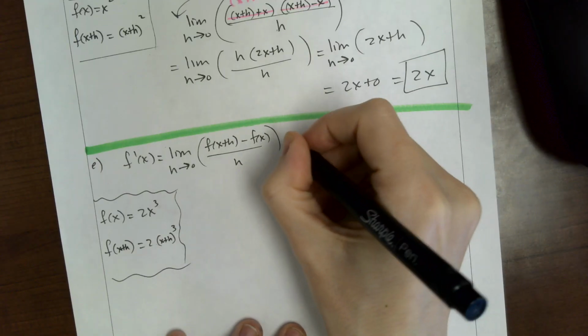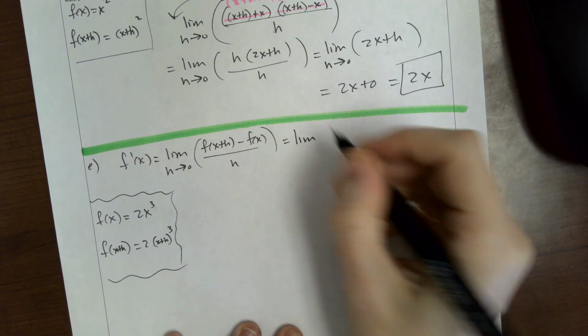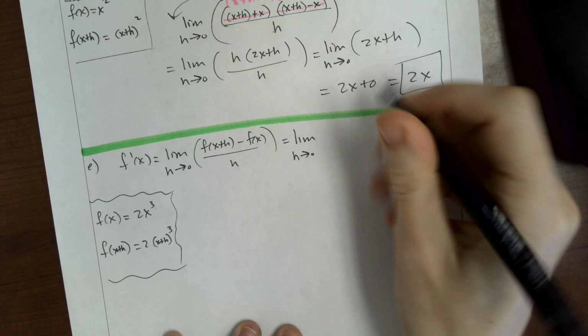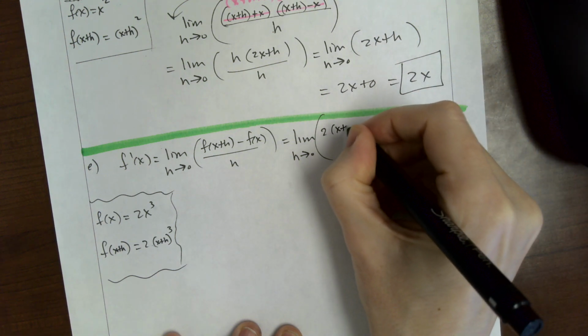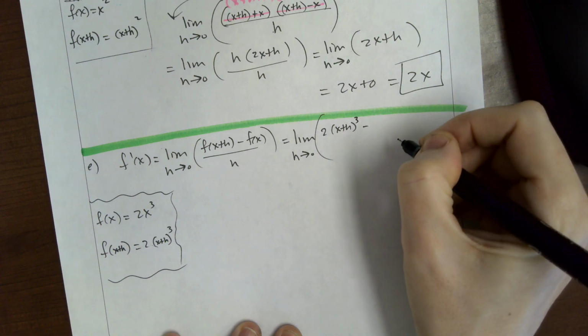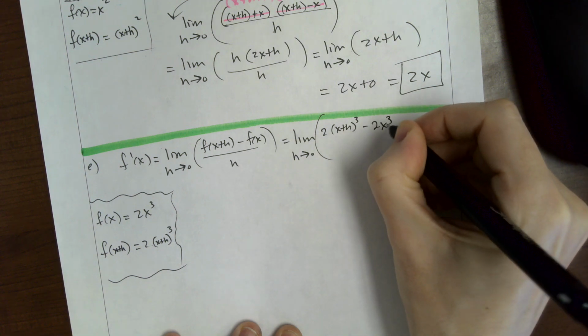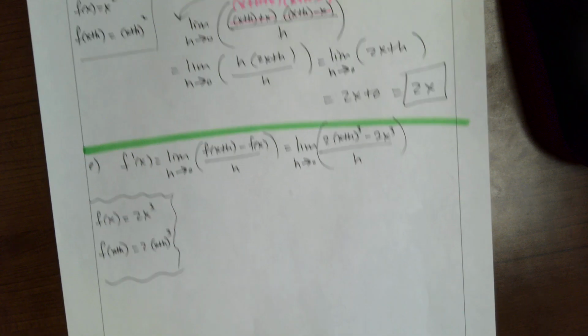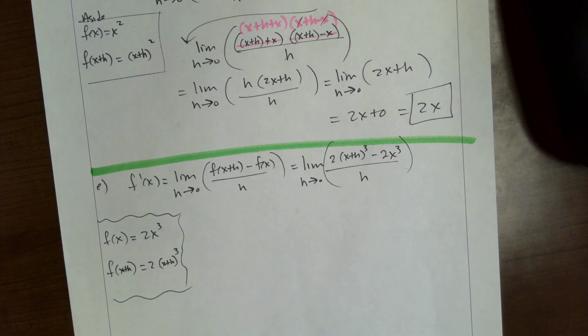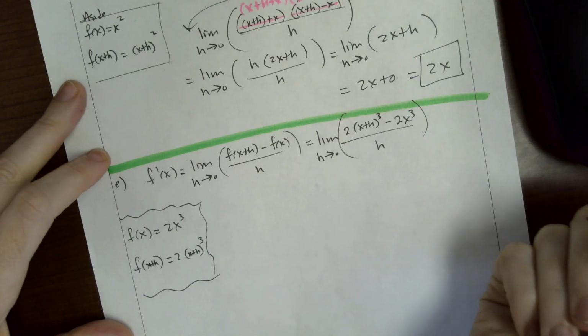Okay, so this is equal to the limit as h approaches 0 of 2(x plus h) cubed minus 2x cubed. Okay, and then I look at this and I see that I don't have straight away a difference of cubes because of the 2. A 2 is not a perfect cube. But if I factor the 2 out, then I will have a difference of cubes.